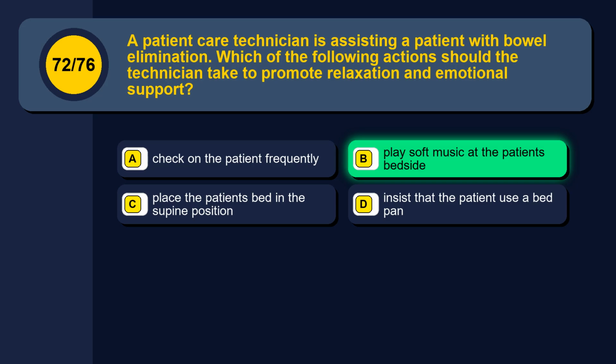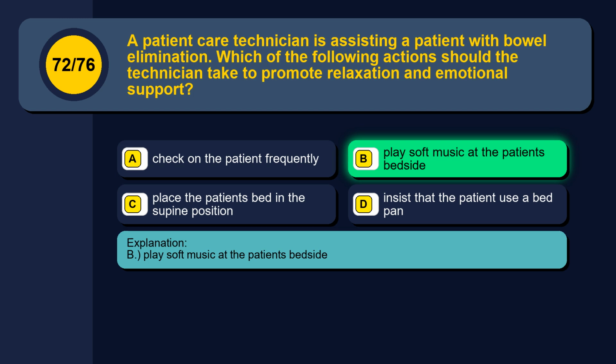The correct answer is option B, play soft music at the patient's bedside.